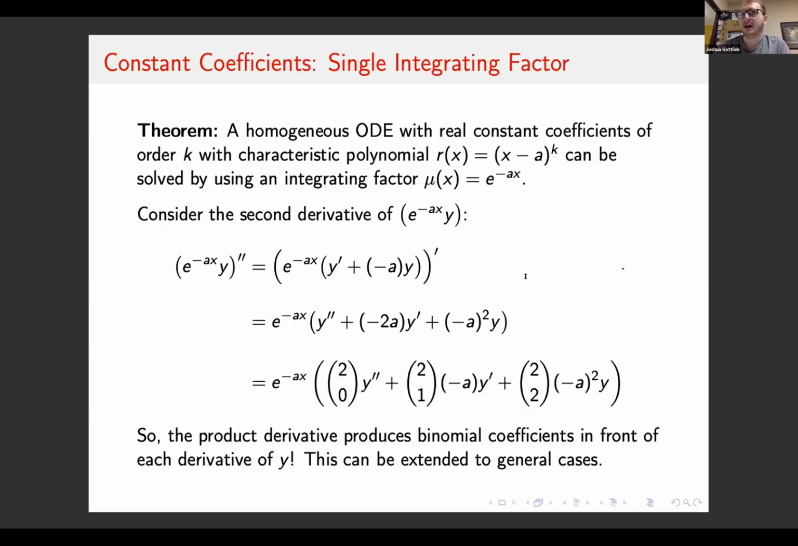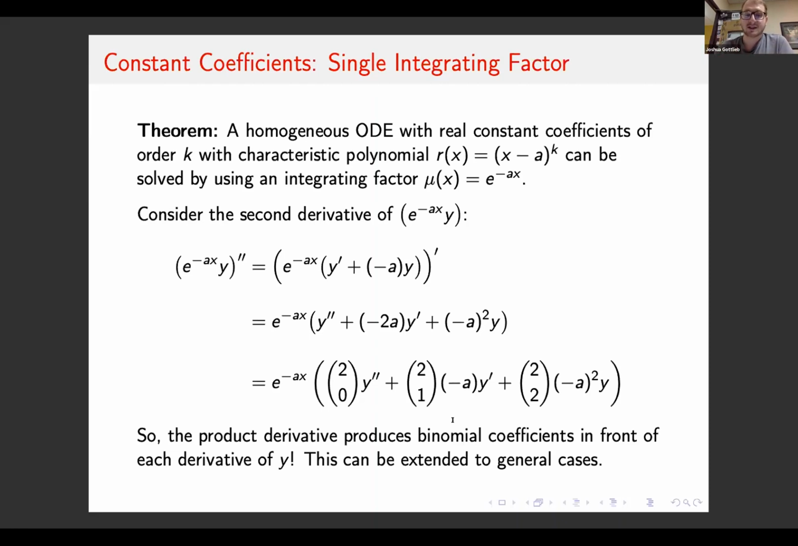If you have a repeated solution with constant coefficients, so if you've got a characteristic polynomial r of x equals (x minus a) to the k, we can solve this using a single integrating factor, e to the negative ax. To figure out why this works, let's look at the second derivative of e to the negative ax times y. If we multiply out this second product derivative, we get e to the negative ax times the binomial coefficients in front of each of the derivatives of y, as well as powers of negative a. And this is exactly equivalent to the binomial expansion of a repeated polynomial root.